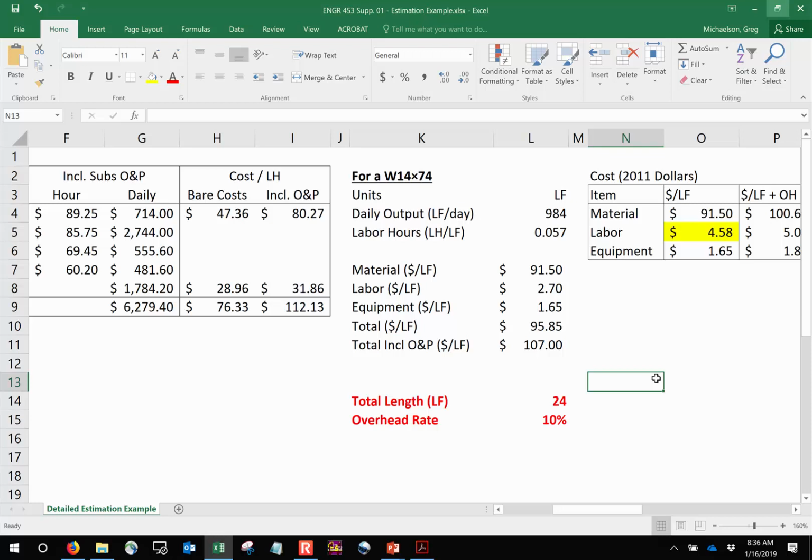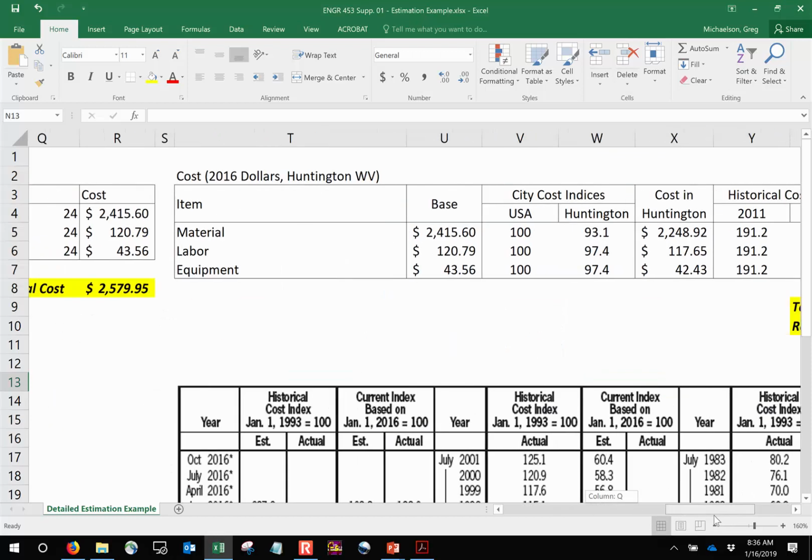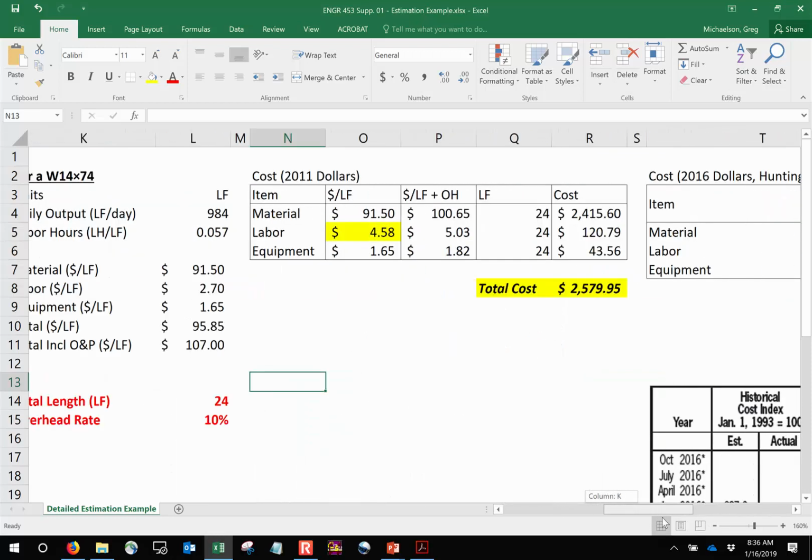So let's say I have a W14 by 74, and I want to know what the cost for erecting 24 feet of that column would be if the overhead rate was 10%. And I'm not going to sit here and go through every single nitpicky detail because it's actually listed right here.